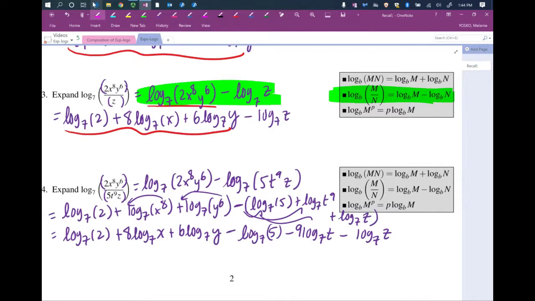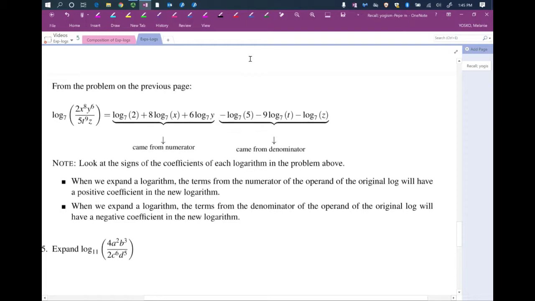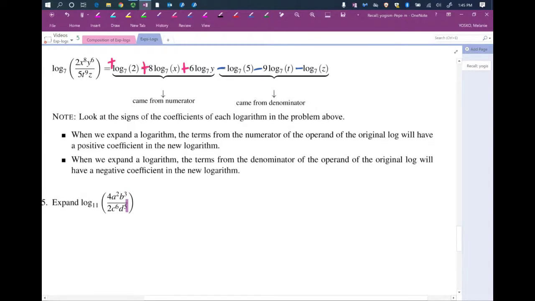Now there's something very interesting about this. If you look, log base 7 of 2 plus 8 log base 7 of x plus 6 log base 7 of y, all of that came from the numerator. I want you to look at the signs: plus, plus, plus. All the coefficients have a positive in front. And then look at the ones that came from the denominator: 5, t to the 9th, right, because we can move that power, and z. Coefficients are negative. So anything that comes from a numerator is going to have a plus.